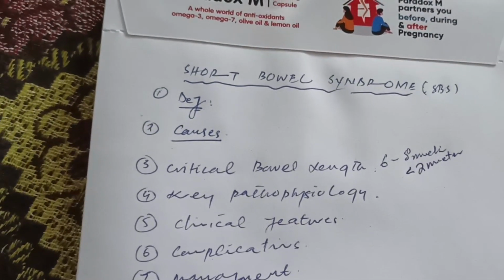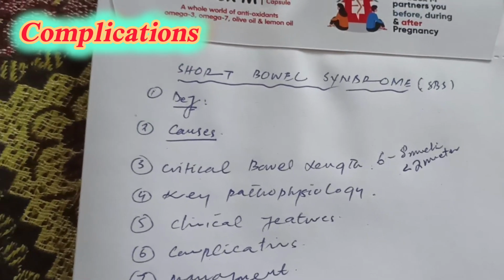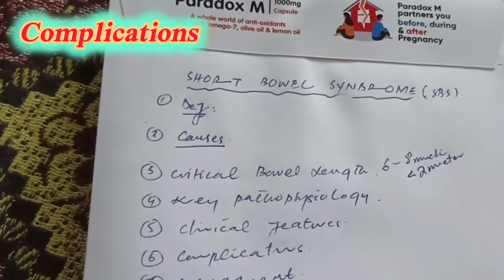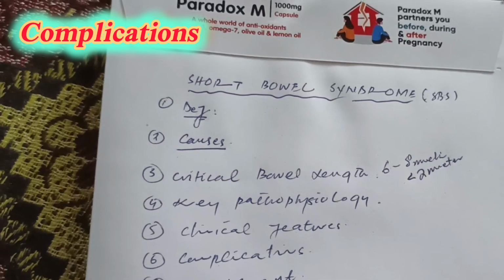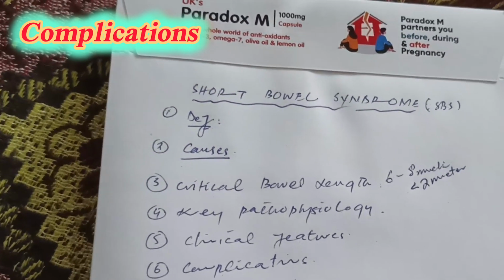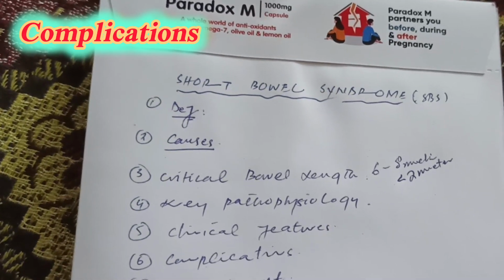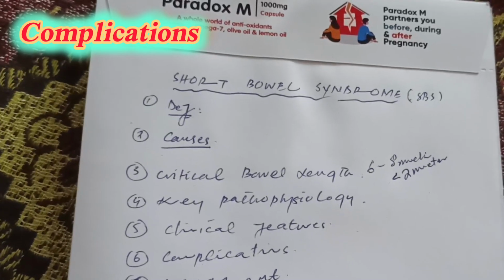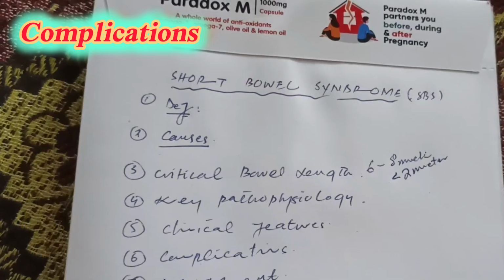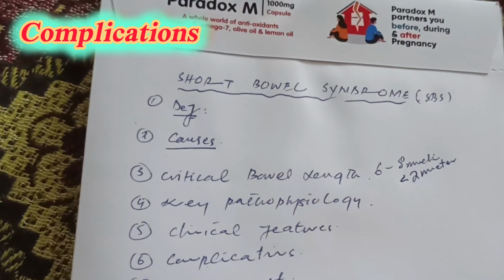because the fluid, the electrolytes, and the nutrients are all lost due to the short bowel. So now, what complications can arise as a result of short bowel syndrome? One is malnutrition, because all the nutrients are lost. The other is electrolyte imbalance, because the electrolytes are also lost. And the other is kidney stones, because the calcium in the lumen of the gut binds with the fats and leaves the oxalate free, so the oxalate is absorbed and causes calcium oxalate stones. And the other is bacterial overgrowth.